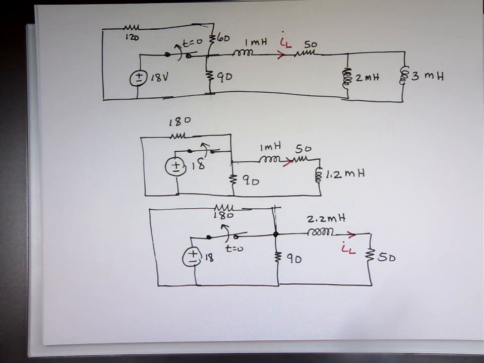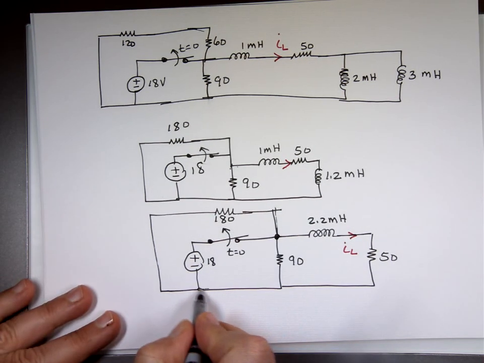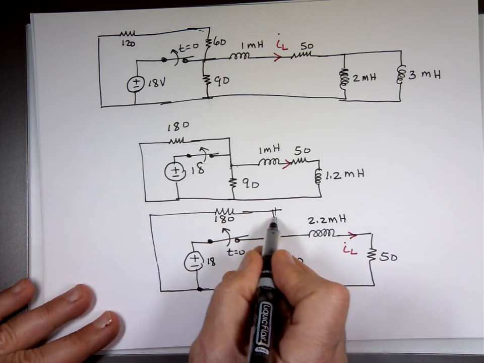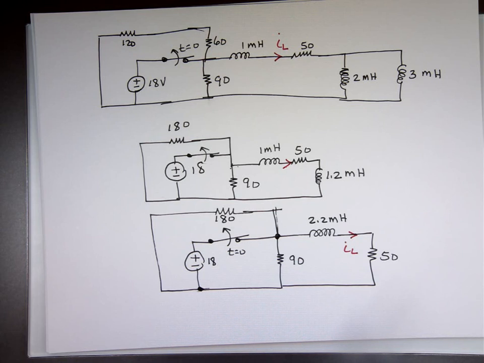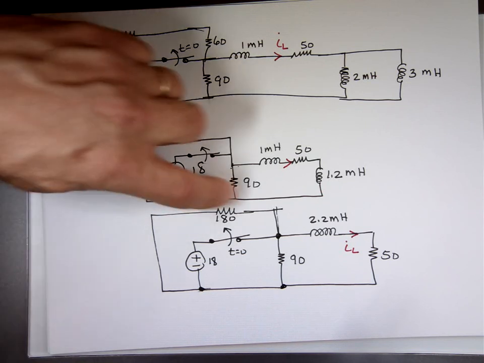So for t less than 0, that switch was closed. So that's what my circuit looks like. Now when you look at this resistor, the 180, it's attached right here. What is the relationship of the 180 to the 90? They're parallel. Are you sure? The answer is yes. Just making sure. Notice the top is attached here, the bottom is attached here. They are in parallel.